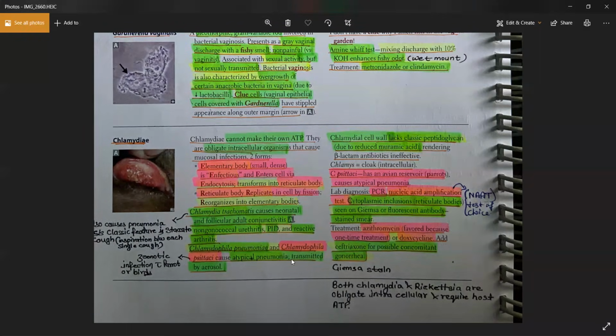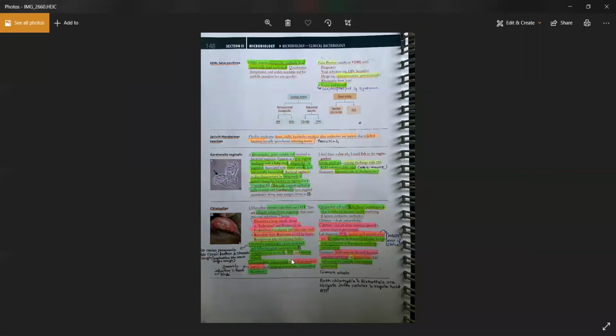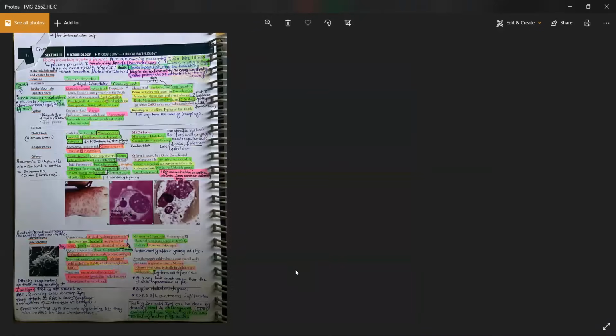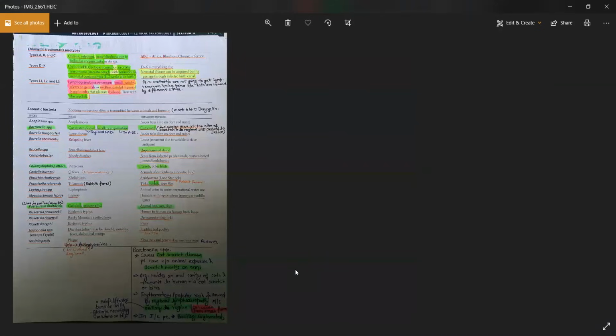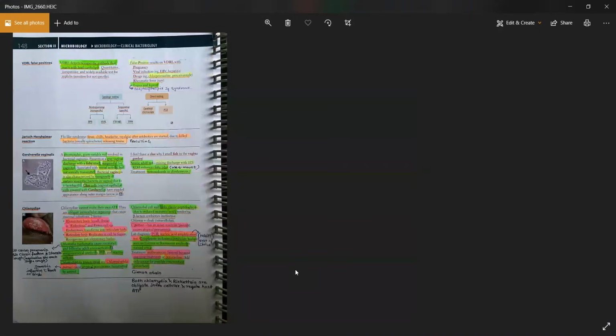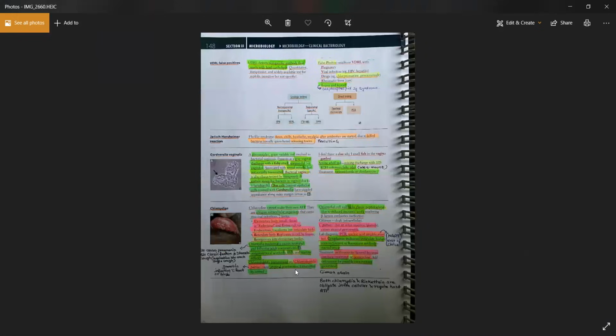Only 3-4 bacteria cause this atypical pneumonia. I will list down the names later in the pages. The chlamydia, and Mycoplasma pneumoniae, they also cause atypical pneumonia. And Legionella also causes atypical pneumonia, because you get the dry cough in Legionella infection.